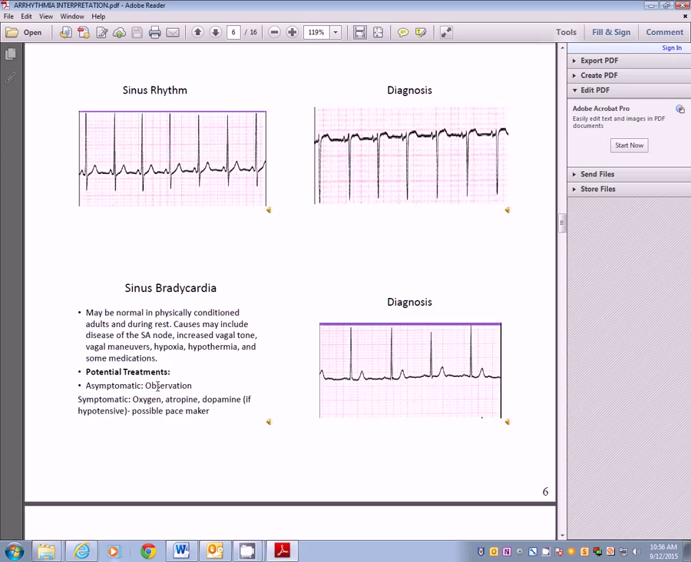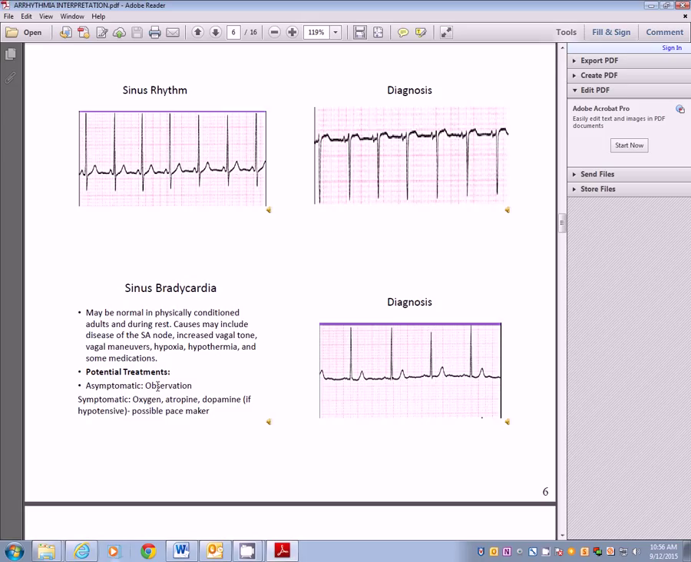Bradycardia is something that you may see. This may be normal in physically conditioned adults and during sleep. Causes may include disease of your SA node, increased vagal tone or vagal maneuvers, hypoxia, hypothermia, and some medications can induce it.